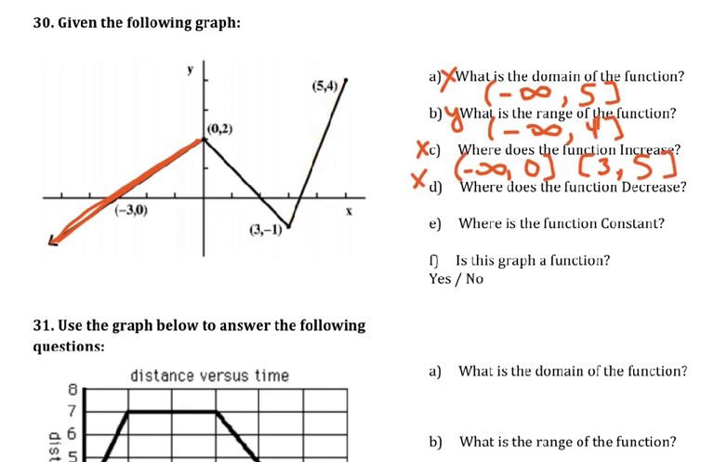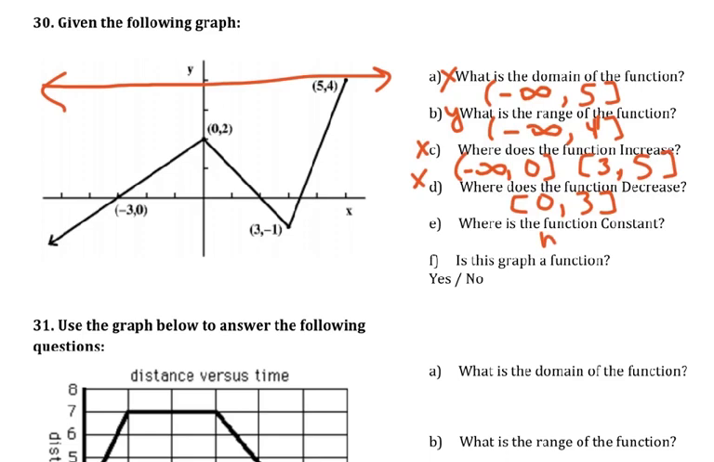Where does the function decrease? This is the only place where the graph is going down. It starts at x is 0 and it ends at x is 3. The next question, where is the function constant? A constant function is a horizontal line. So in order to find where a graph is constant, you want to look for a horizontal section of the graph. But none of those 3 pieces that I see are horizontal. So there's none.